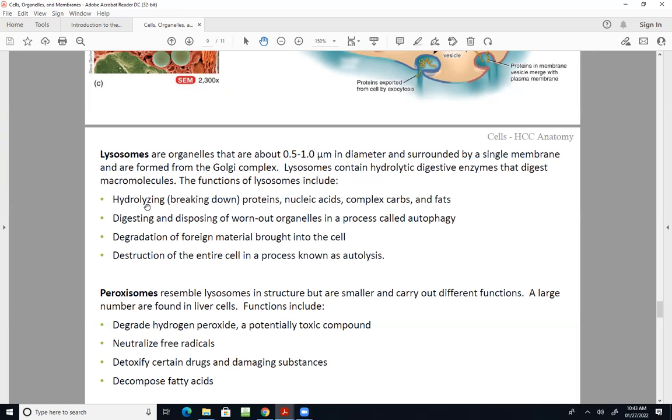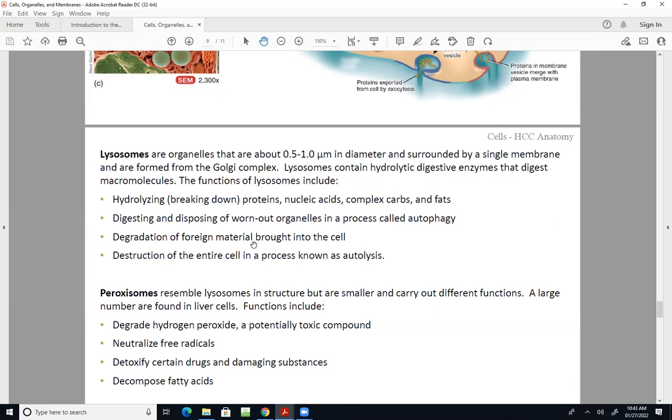Things that they can break down or hydrolyze would be our proteins, our nucleic acids, that's what DNA and RNA are, complex carbohydrates and fats. So any of the organic compounds in a cell. They can digest and dispose of any worn out organelle. So when an organelle starts to break down, they digest and dispose of those. That process is called autophagy. Auto is a prefix that means self, and phagy or phage means to eat. So it translates to mean self-eat.